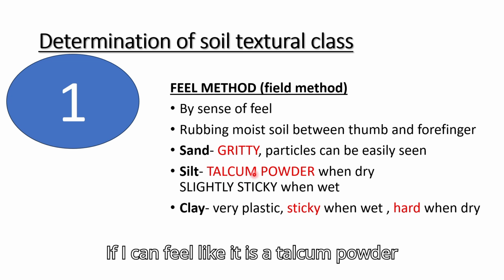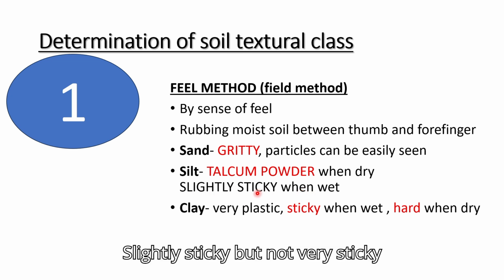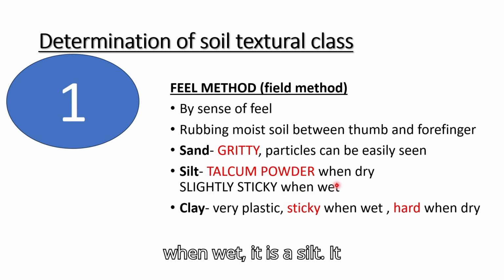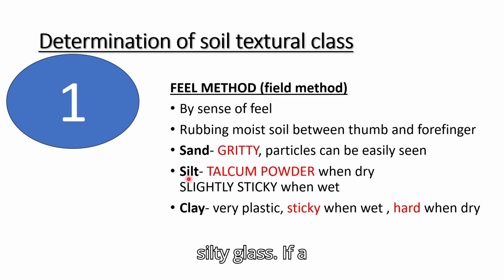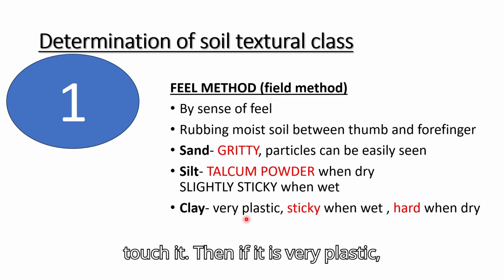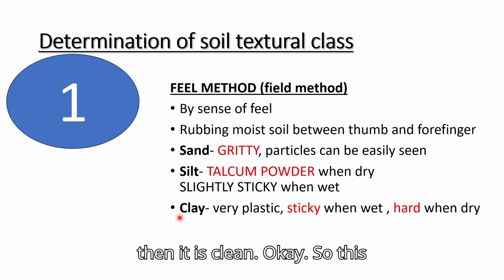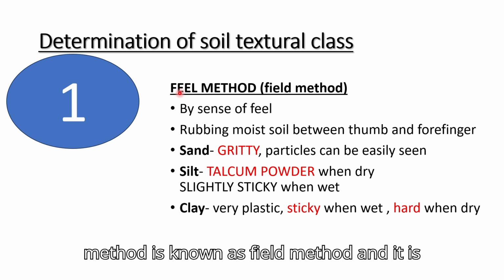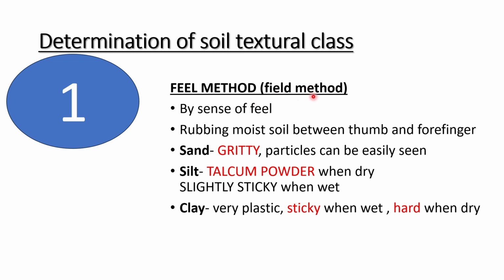Then if it feels like talcum powder when dry and slightly sticky, but not very sticky, when wet, it is silt. It belongs to the silty class. If a soil is dominated by silt, then this property will be there when we touch it. Then if it is very plastic, sticky when wet and hard when dry, then it is clay. So this method is known as the field method, and it is done in the field.